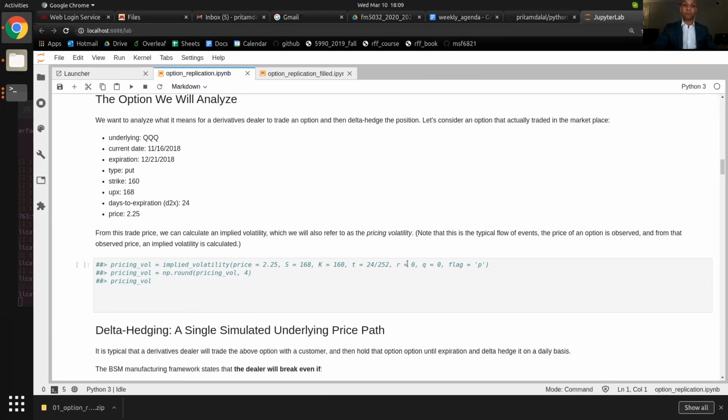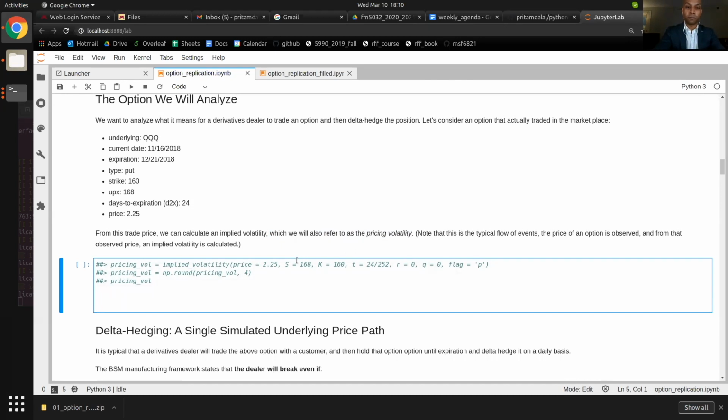So from all this information, we can calculate an implied volatility, and later, for reasons that'll be clear, we'll refer to this as the pricing volatility. I will note that this is the typical flow of events: for the most part, market participants are just observing option prices and from that calculating implied volatilities. Oftentimes, in the way it's presented in courses, it makes it seem like you have some implied volatility in mind, you stick that into Black-Scholes and you get a price out. The truth is the prices are what is moving, and people talk in prices and then translate it into implied volatilities in certain contexts. Okay, so let's go ahead and calculate the implied volatility.